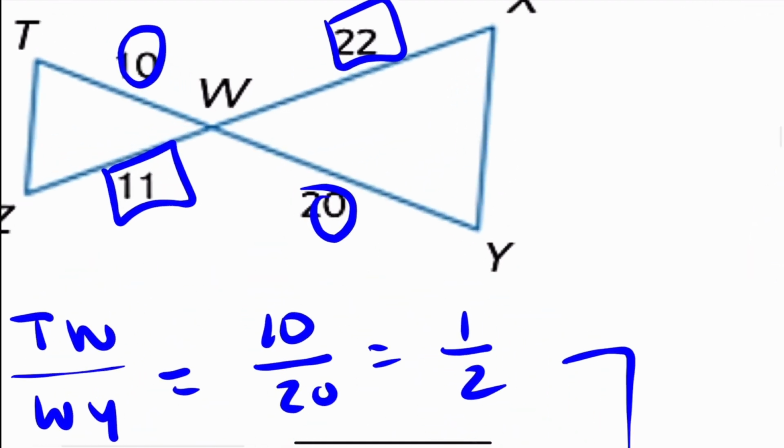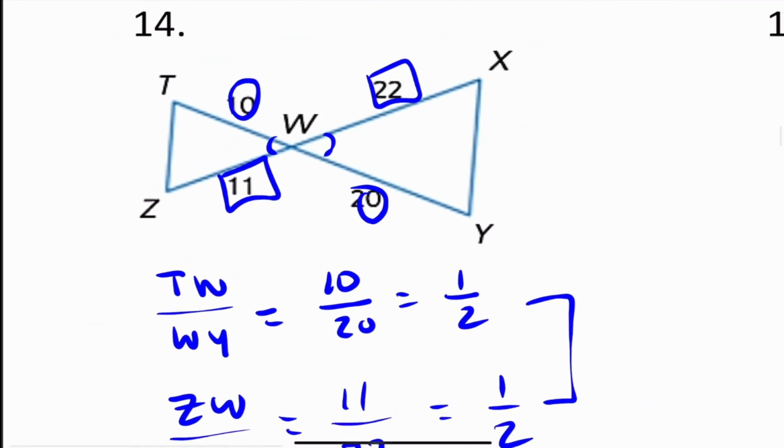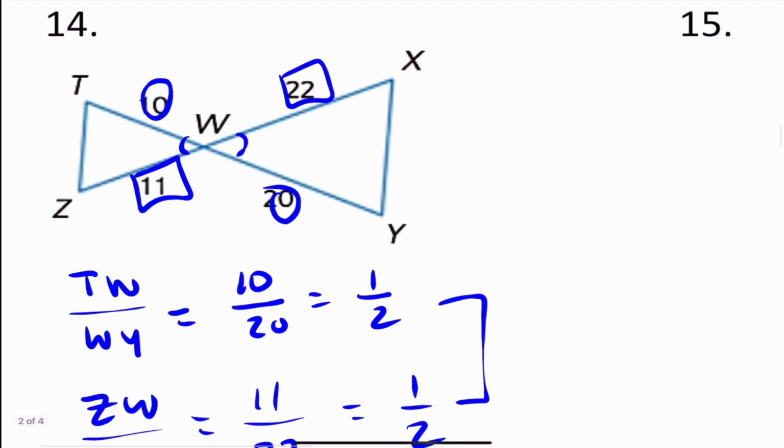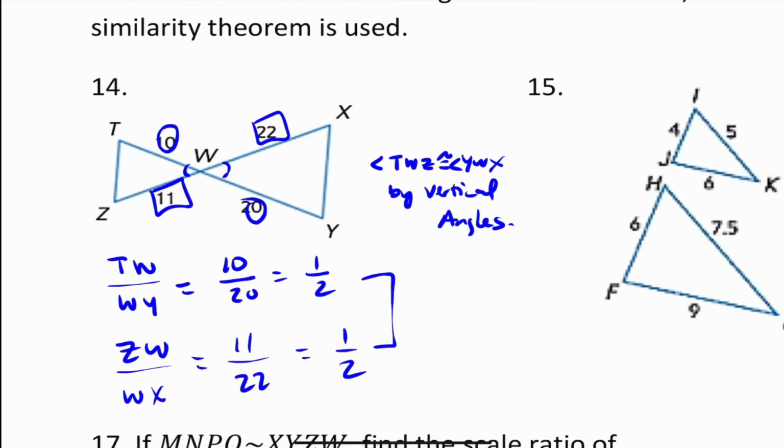And you guessed it, if I zoom in, these angles are congruent. They have to be, because of vertical angles. So these two triangles are indeed similar. They are similar because of the side-angle-side similarity theorem. So I say, okay, triangle TWS is similar to triangle YWX.